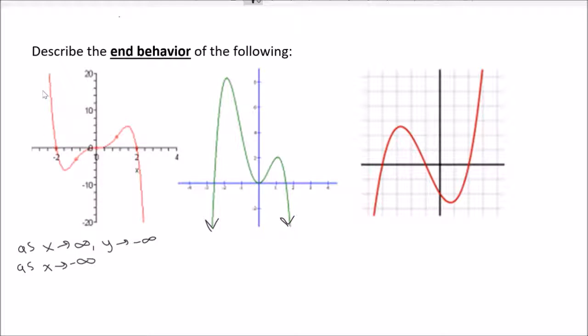So as I trace it to the left, I end up going up. So that means as we go to the left, y ends up going up. So we say y approaches infinity. Why infinity? Because it goes up forever, right? That's the idea. So what about this one?